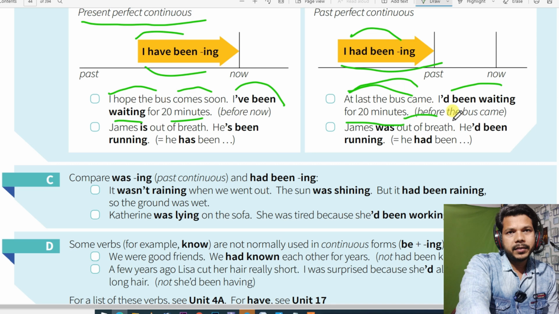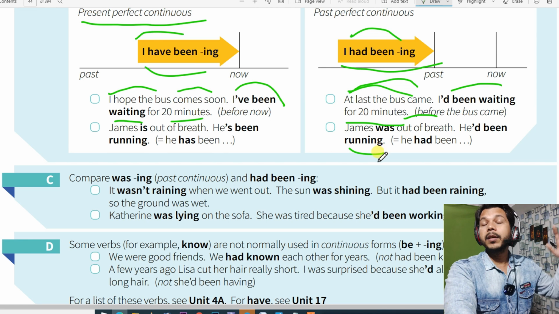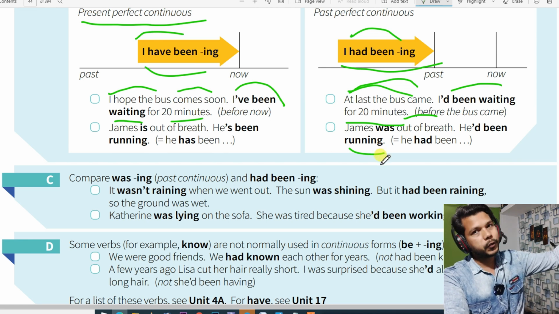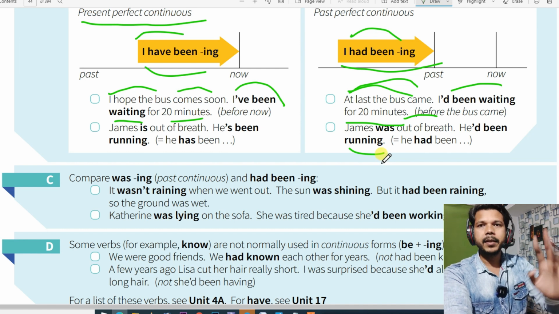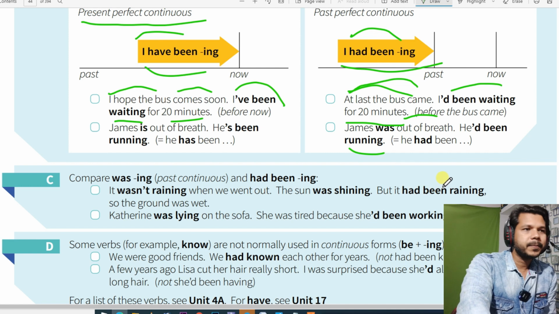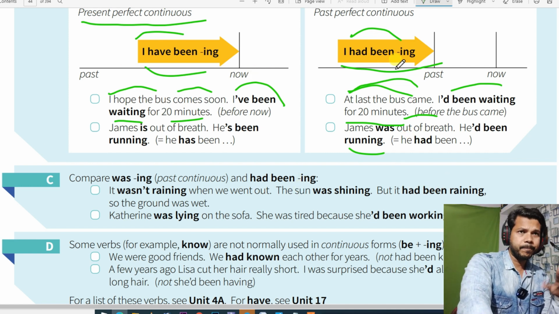James was out of breath. He had been running. So he was out of breath. Out of breath means he was panting. He was hyperventilating just because he had been running. He had been running means he must have started running sometime back in the past. He must have continued for some time. When he ended it, as a result, he started panting. Correct? So this is the difference between have been and had been.